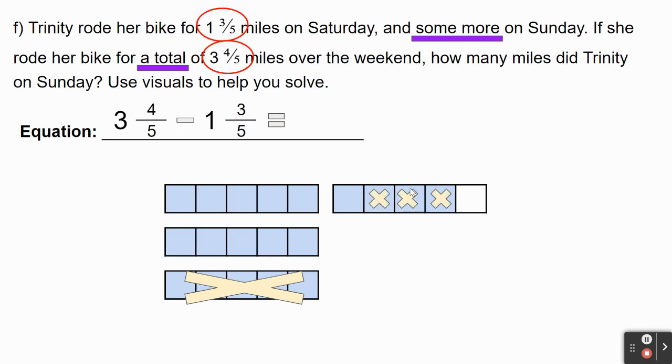Now we can see how much is still left shaded. Well, let's start with the wholes. We see that there are 2 wholes completely shaded. So the 2 is going to go in the front, showing there's 2 wholes completely shaded. Now let's look at this next model that shows a portion or a fraction of a whole. We can see that there's 1 part still shaded out of 5 parts. So the fraction is going to be 1/5. So that means on Sunday, Trinity rode 2 1/5 miles.